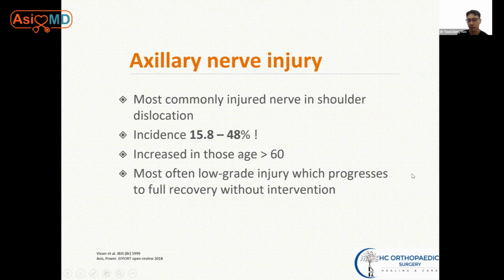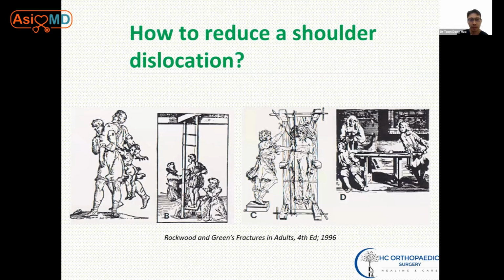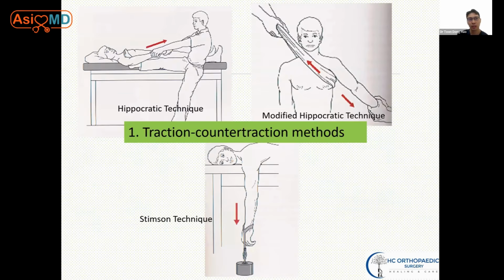But it's important for you to find out and counsel the patient regarding the progress which the patient will be able to expect when they are on the path of recovery. There are various ways to reduce a shoulder dislocation. These are from ancient Greek mythology, and can range from using a ladder to small kids trying to reduce their shoulder. But essentially, there are three groups of methods that have been described in the contemporary literature.